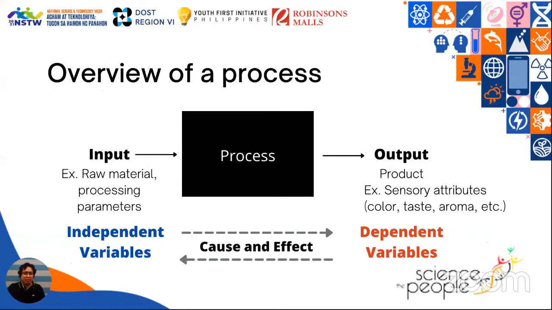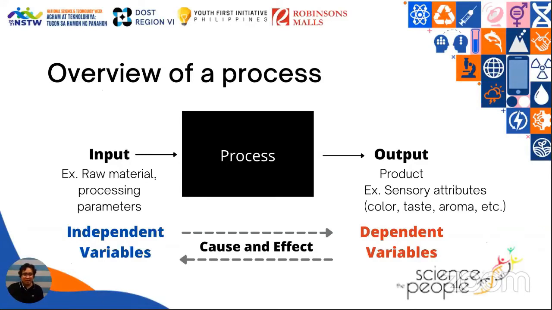So here we have an overview of a process. When we do product prototyping, of course it undergoes a process, and normally we have inputs and we have outputs. So in this case, yung input natin, as stated in the previous slide, ito yung raw material or ingredient or processing parameters that we can use. Cooking temperature, cooking time, and so on. These are our independent variables, okay? And then we do the process, and then yung magiging output natin is yung product, okay?